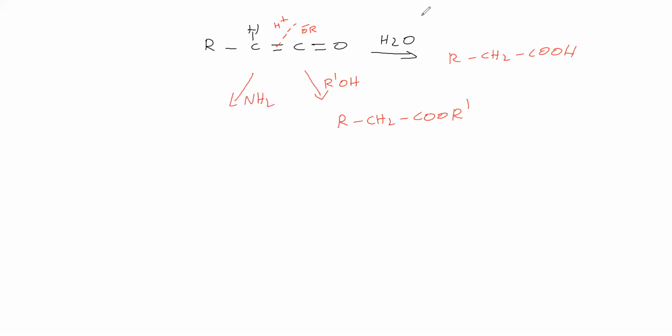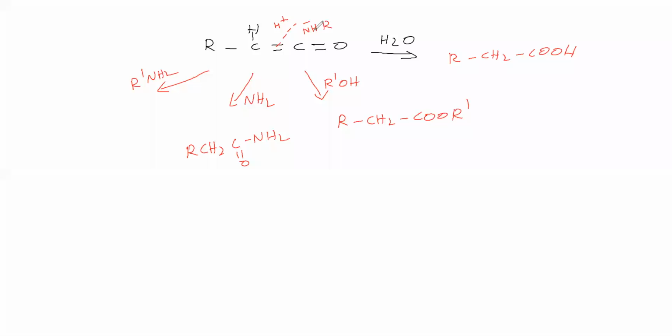So how the reaction will be there, we'll see. This side H plus, this side NH2 minus. So we'll get RCH2CONH2, an amide. Next, treating with a primary amine, how it will be there, we'll see.